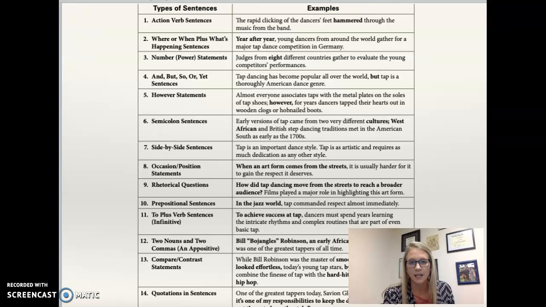So on Canvas, you'll see this file. It looks like this. It's all the different types of sentences that we can write. I want you to read through each one with your partner, with your group of three, please. Make sure it's a group that you're going to be successful with. Read through these, and learn a little bit about why and what makes them that type of sentence. The examples are really, really helpful.